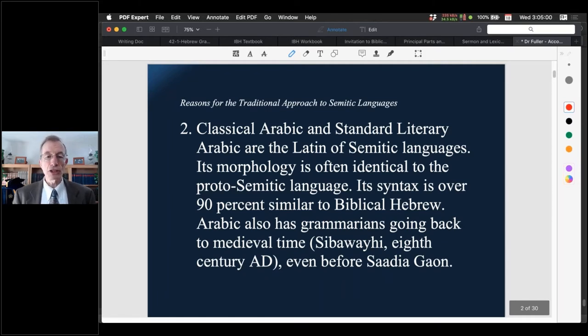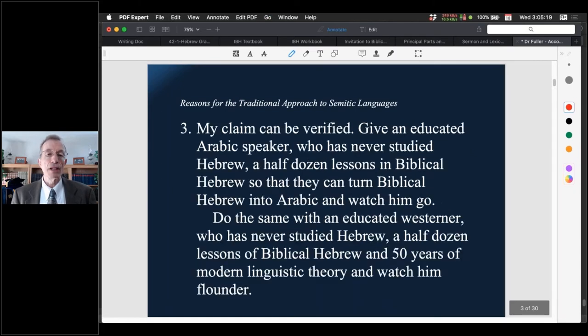Its morphology is often identical to the Proto-Semitic language. Its syntax is over 90% similar to Biblical Hebrew. Arabic also has grammarians going back to medieval times. Sibawayh, for example, goes all the way back to the 8th century, which precedes Saadia Gaon. My claim can be verified.